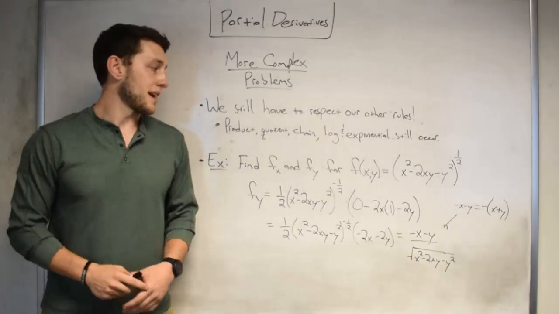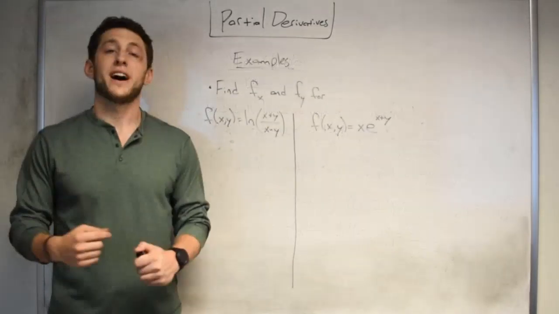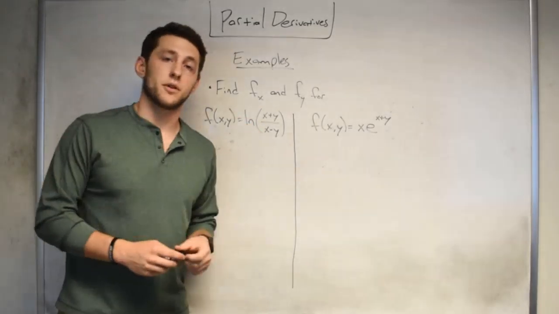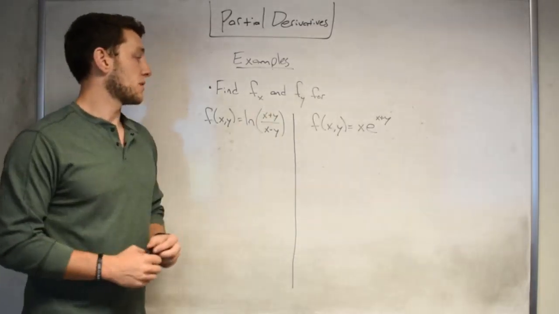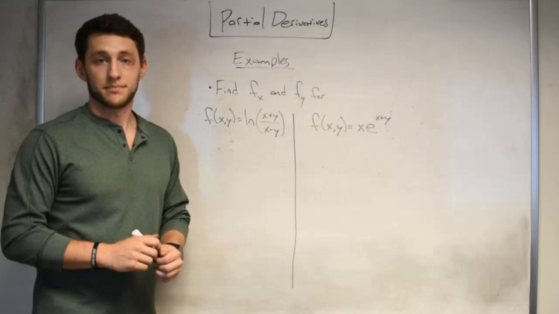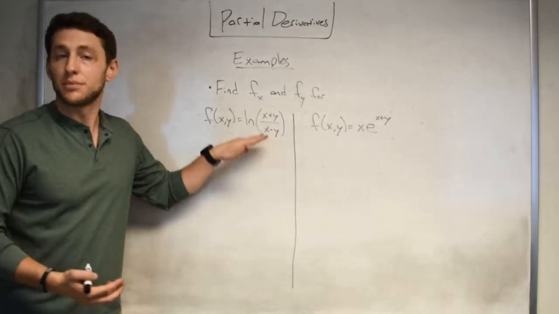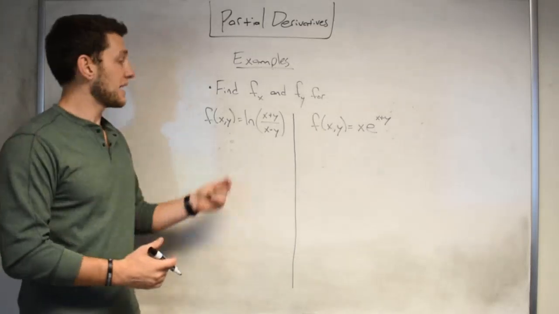Let's dive into more examples where we use other rules, other than just the chain rule. Find f sub x and f sub y for the following functions. Let's start over here. f of x comma y equals the natural log of x plus y divided by x minus y. Now, just like our logarithm section, it's going to pay to simplify this via some algebra. Just because there are two variables doesn't mean we can't do that.